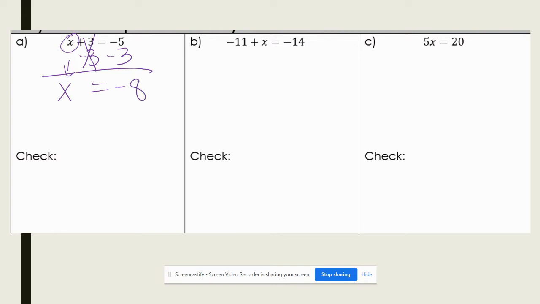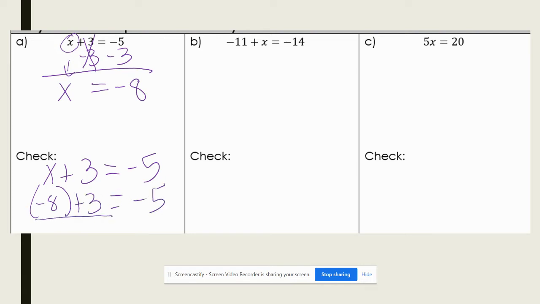Always want to encourage you to check your work to make sure that everything's going to work out. If we're checking our work, we're taking this equation that we started with, and we said this x is actually negative 8. So we're going to plug in negative 8 there. Negative 8 plus 3 is negative 5, and negative 5 is equal to negative 5.